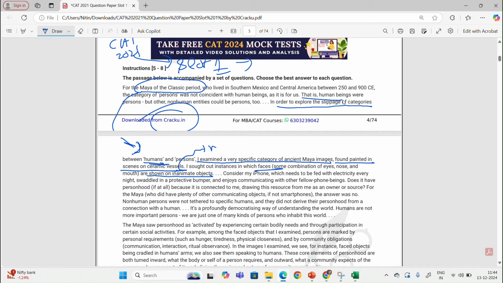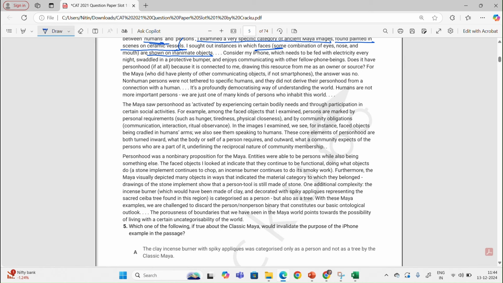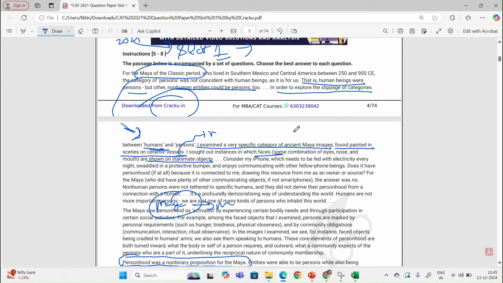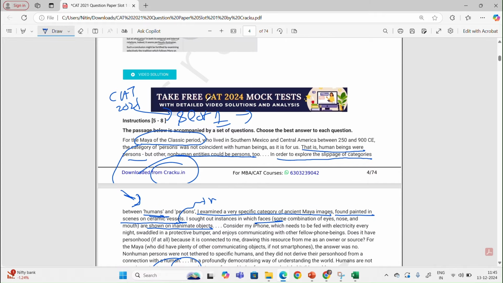Here it says that human beings were persons, but non-human entities could be persons too. And here it says that personhood was a non-binary proposition for the Mayans. It's not like you are living or non-living, there was nothing like that. So this is a Mayan way of thinking about the world. It's a cultural narrative of the Mayan civilization, and it also dwells on the fact that today we can also learn something from them. So this was CAT 2021 slot 1. So a practical way of looking at what you are learning.